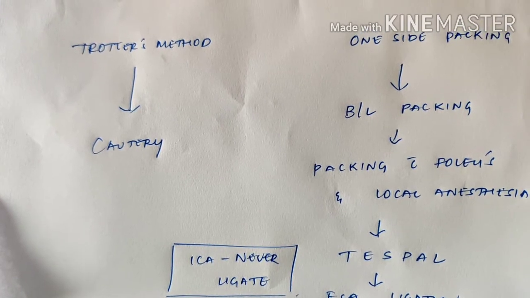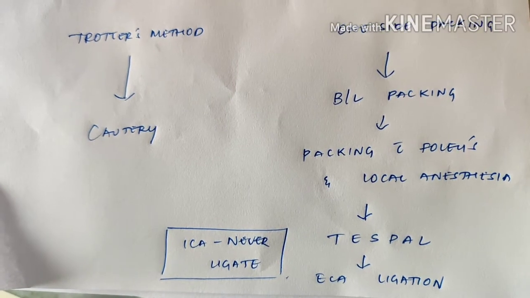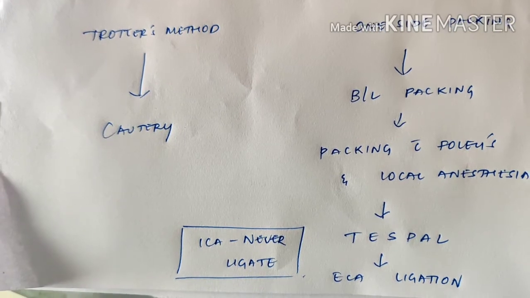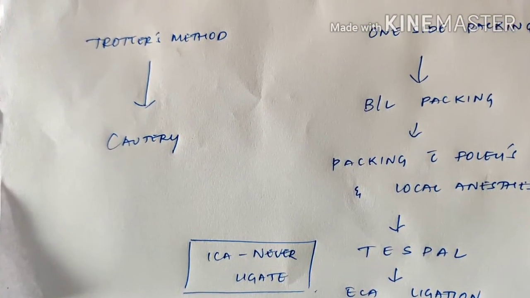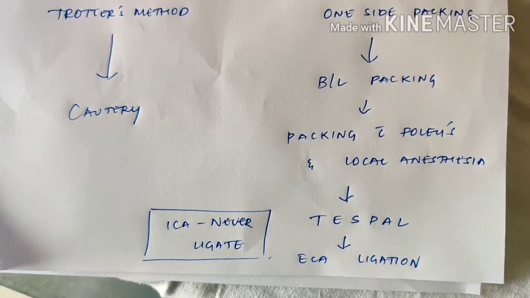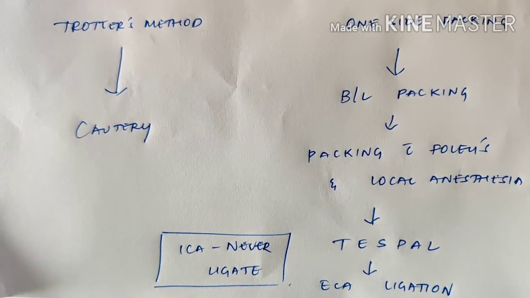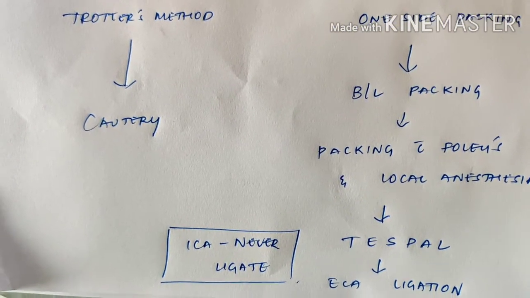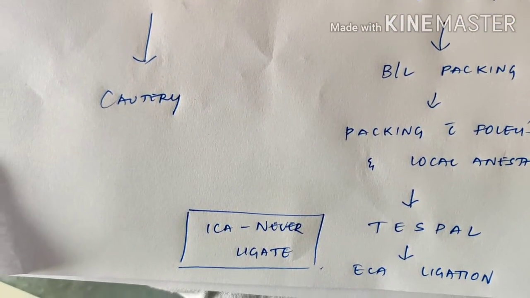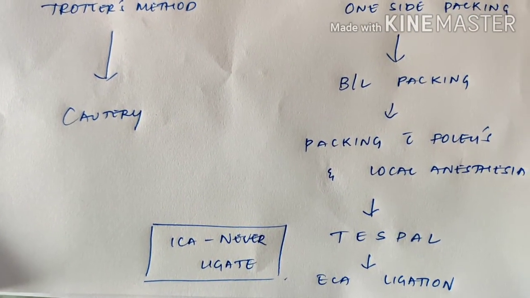But for posterior epistaxis, you must be very cautious. First you should do one side packing. If the epistaxis is from one side or the other, do one side packing. If not, do bilateral packing, anteriorly and posteriorly. If the packing also doesn't help, then try a Foley's tube with local anesthesia. Send the Foley's tube inside and inflate it; it's a type of packing along with the local anesthetic. It will help you to stop the bleeding.